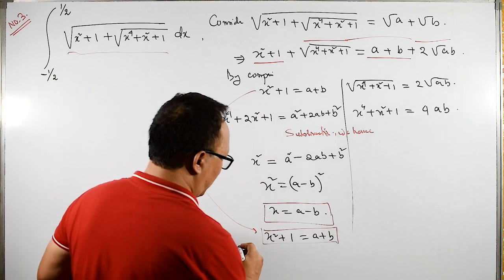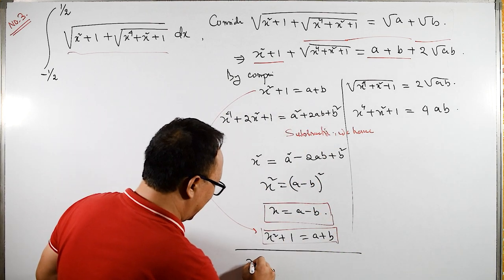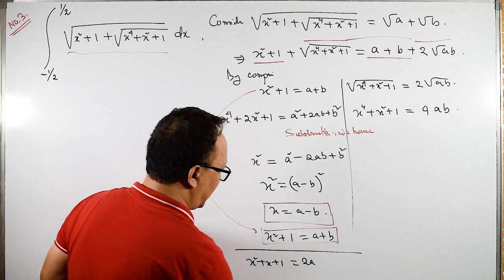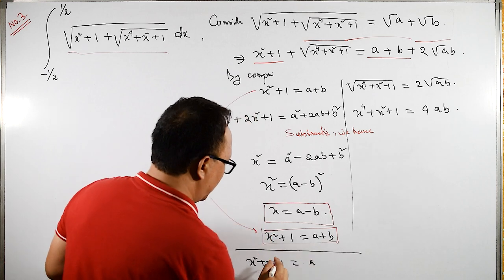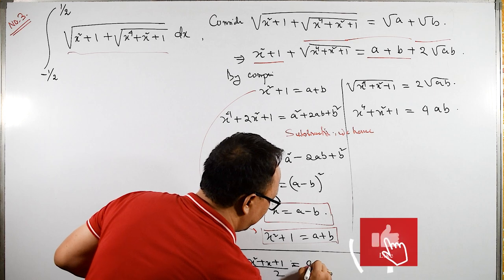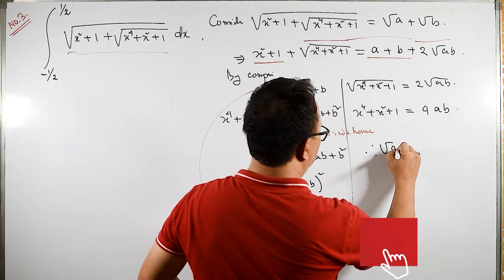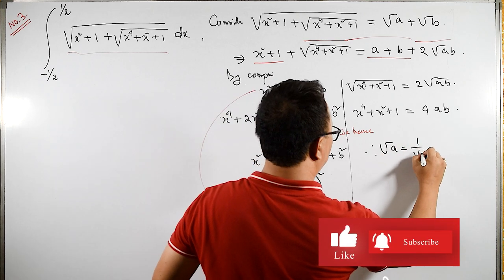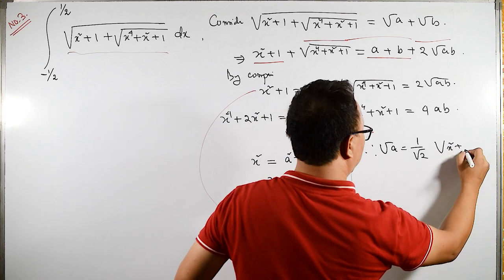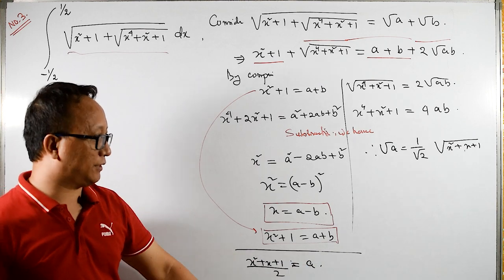So if I add these two, minus b plus b gets cancelled, and I'll get x square plus x plus 1 equals twice a, or you can say a equals this upon 2. So we have the value of a, and we need the square root of a. So the square root of a is equal to 1 by root 2 times the square root of x square plus x plus 1. I am taking square root on both sides.